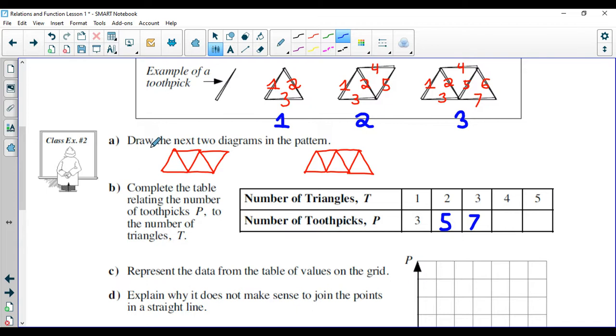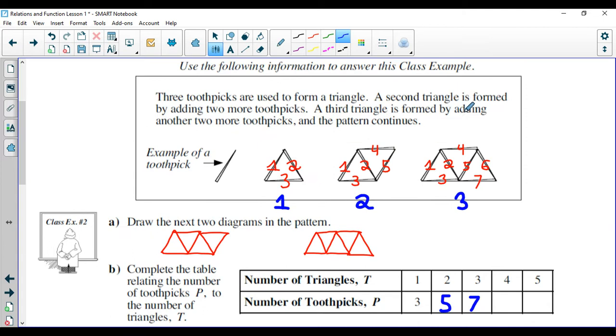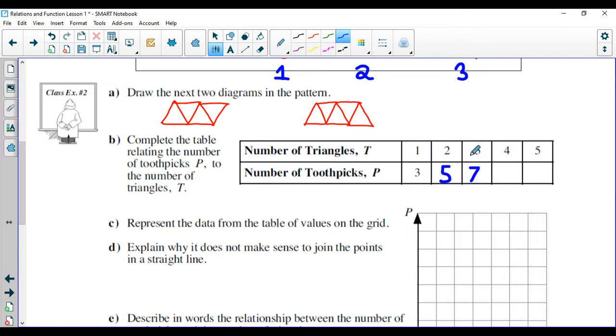And we could count the number of toothpicks in these last two pictures here, but at this point you can see a pattern. For every increase in 1 triangle, we're adding 2 toothpicks. In fact, they even told us that up here. It says we just keep adding 2 more toothpicks. Therefore, we don't even need to count. We can just simply fill the pattern in. So this would be 9, and this would be 11.